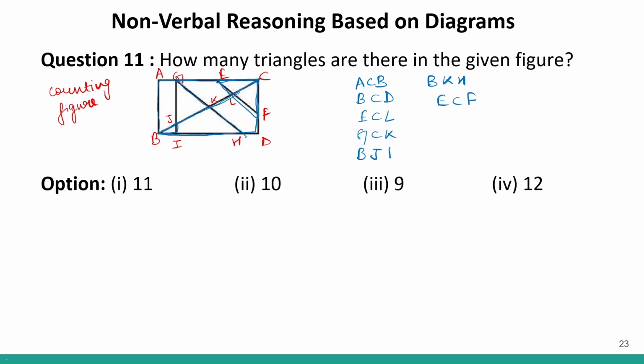Then I can see this one. This is a big triangle. This is GIH. Similarly, I can see this one, GJK. Then I can see this one, this we have not counted, CLF. And I can see this one, CGJ. This I have not counted yet.